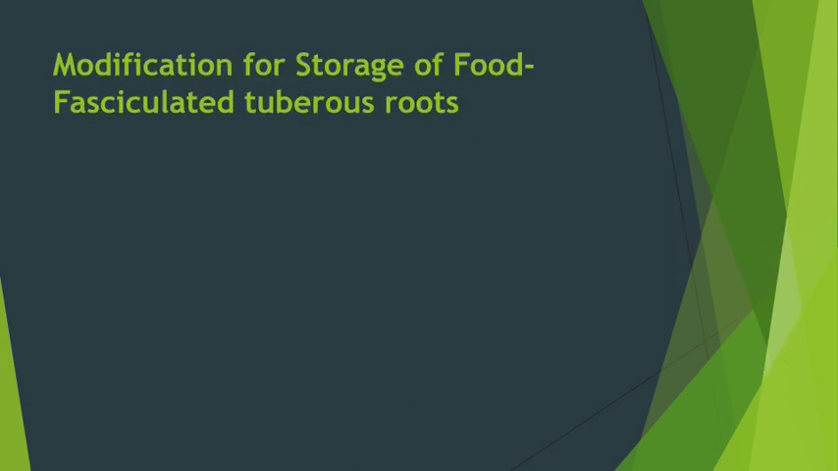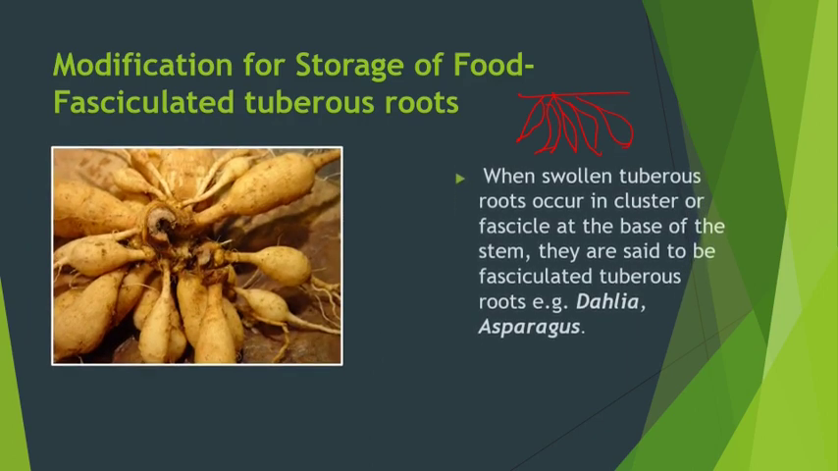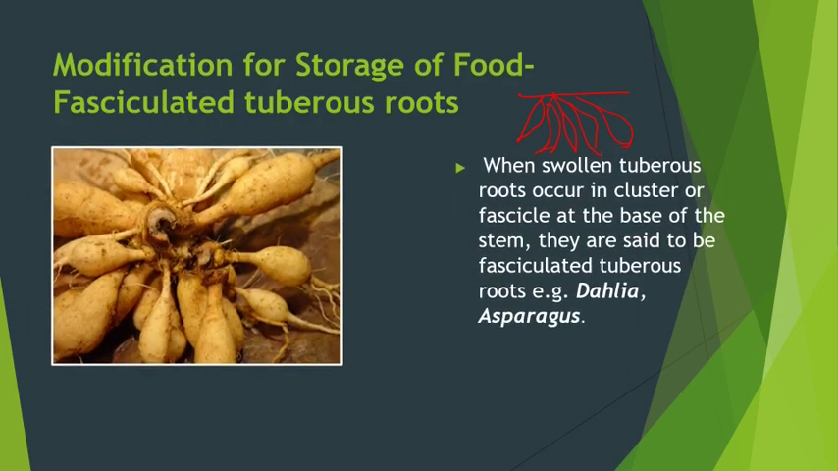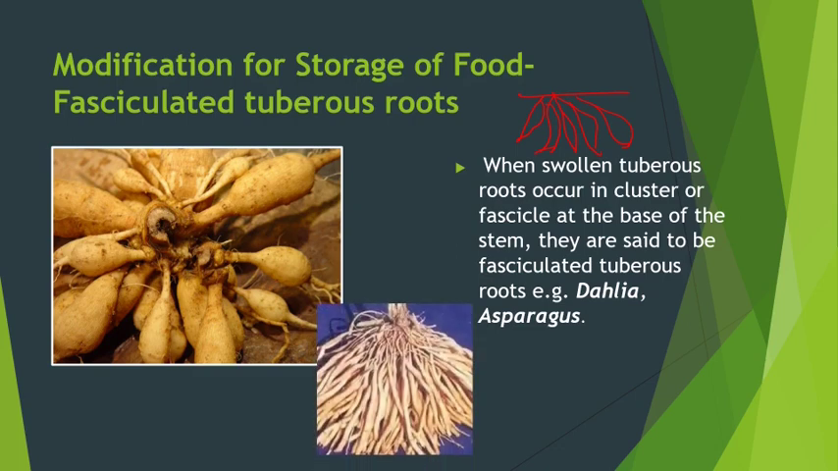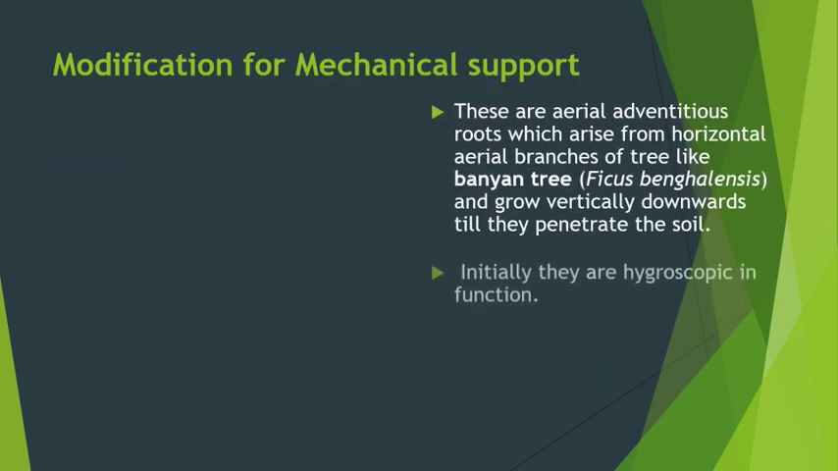In case of fasciculated tuberous root, the bunch of the fibrous roots, each one of them becomes fleshy, swollen. Such a bunch of fleshy, swollen roots is called fasciculated tuberous roots. You can see them present in Dahlia, asparagus. Asparagus means shatavari. You can see that there is a bunch of swollen adventitious roots. Why is this modification? For storage of food. Let us see now modification for mechanical support.